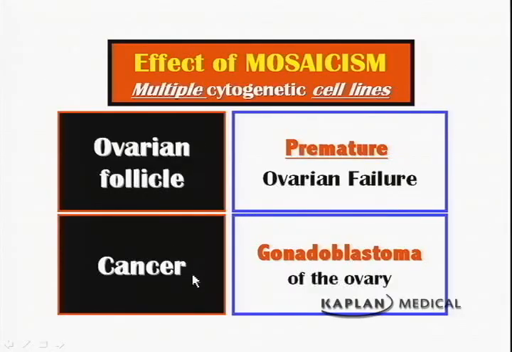The other thing is, if you've got mosaicism in the ovaries, cancer can develop in the form of gonadoblastoma. Now, this is not very common. There have only been about 200 to 300 cases reported, but those chromosomes can result in cancer, and those ovaries need to be removed.